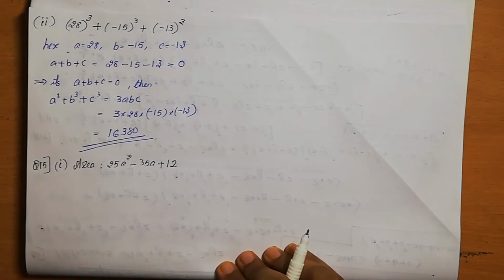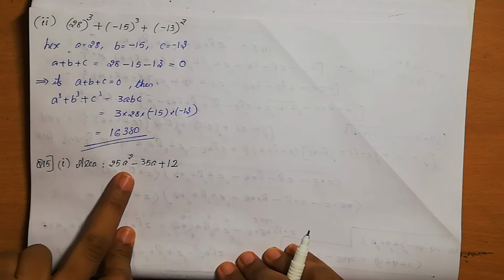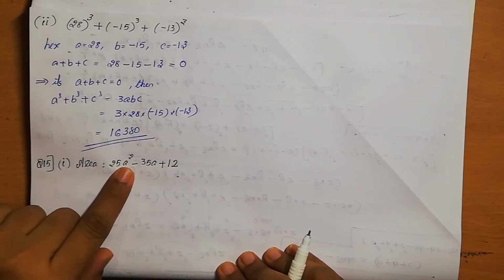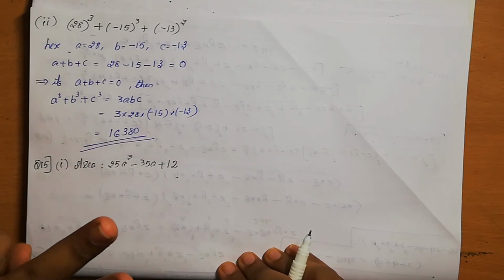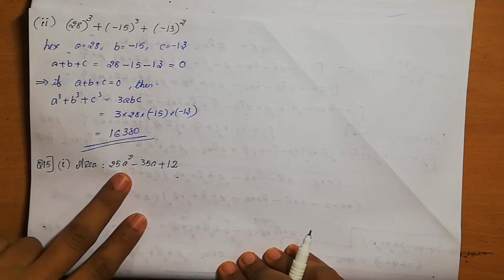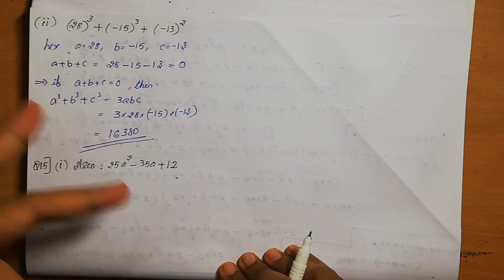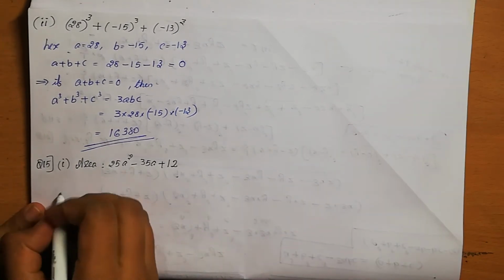Question number 15. Give possible expression for length and breadth of each of the following rectangles in which their areas are given. First one is area 25a square minus 35a plus 12. This is a second degree expression, so simplifying it we will get two factors, right? Those two factors are the length and breadth. That's what we are going to find out.